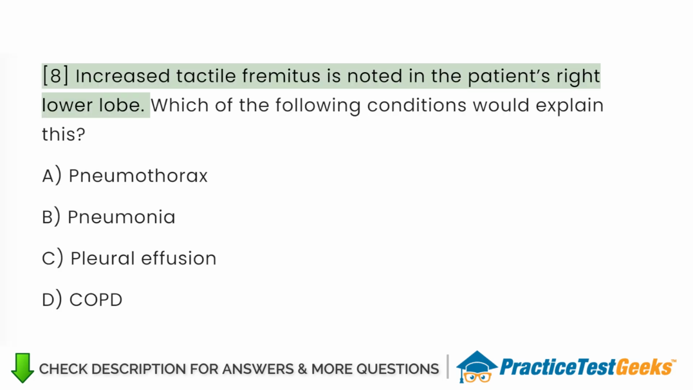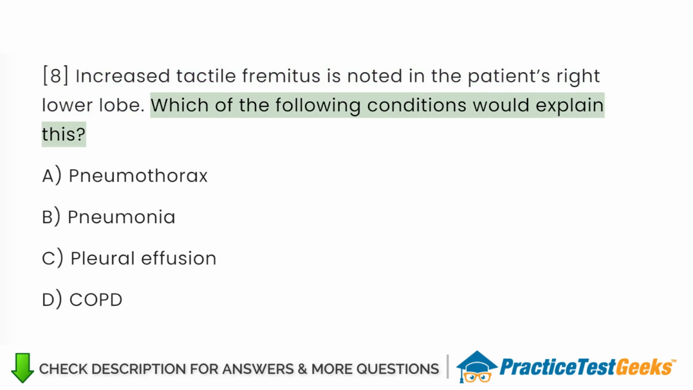Increased tactile fremitus is noted in the patient's right lower lobe. Which of the following conditions would explain this? A. Pneumothorax. B. Pneumonia. C. Pleural effusion. D. COPD.